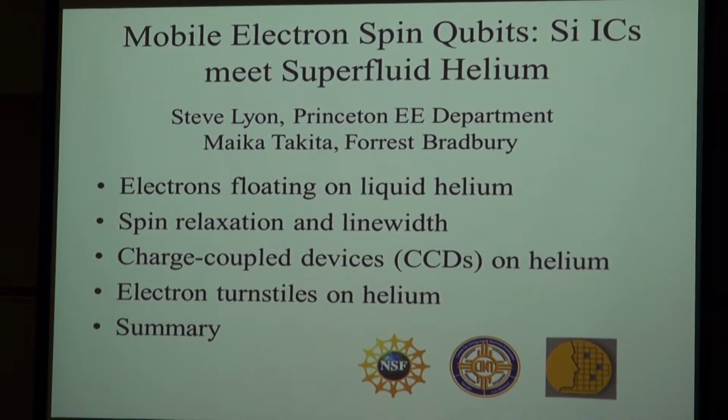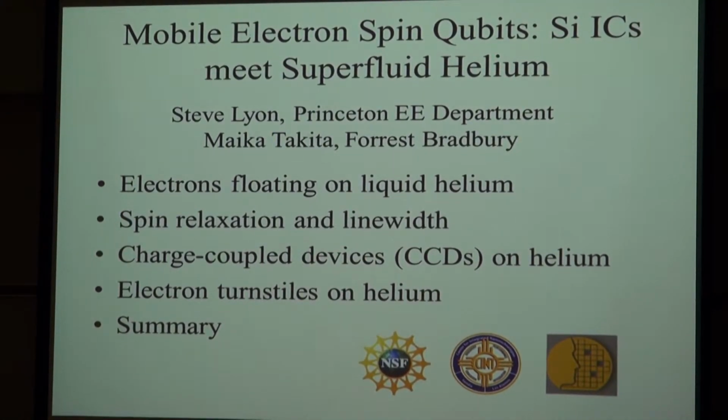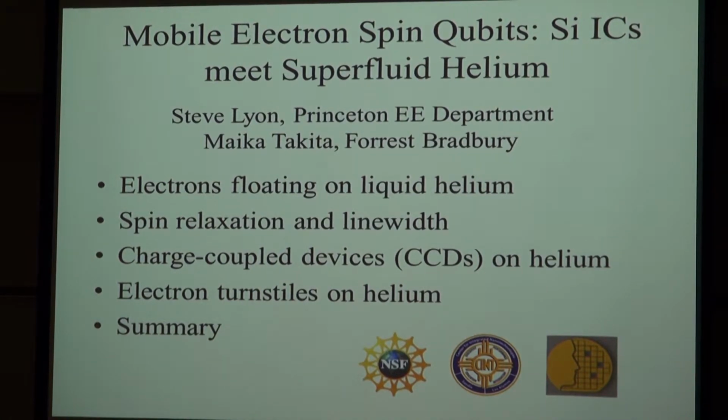But we were trying to think, is there a way we could make a spin that might have long coherence and also be mobile? And so we've been playing around with electrons on helium. I can tell you a little bit about the system. In fact, I'll mention there's some limits we can put on spin relaxation. We don't have final numbers on all that yet. And then we can make devices.